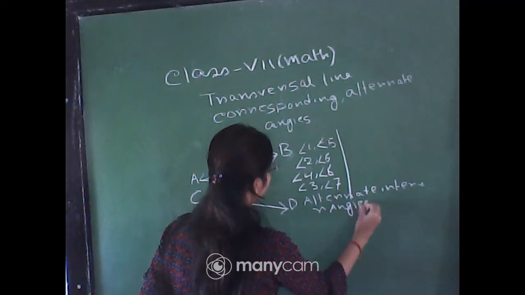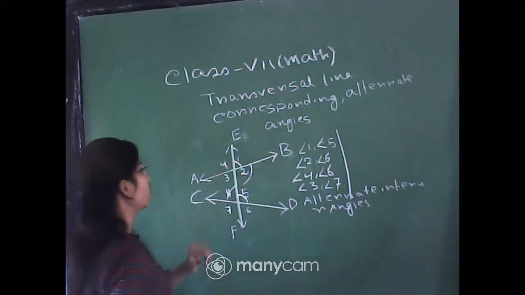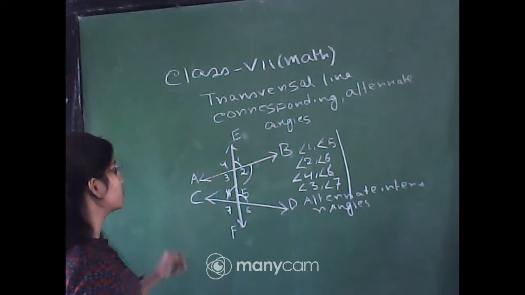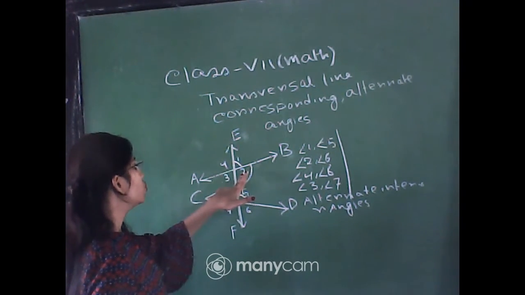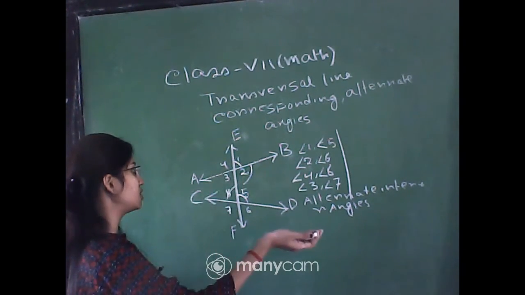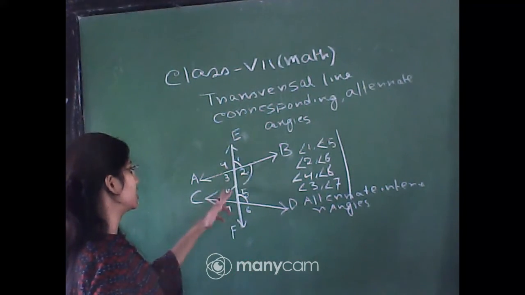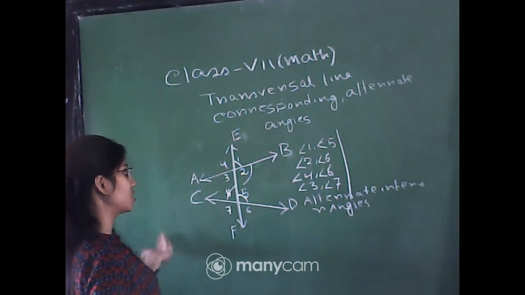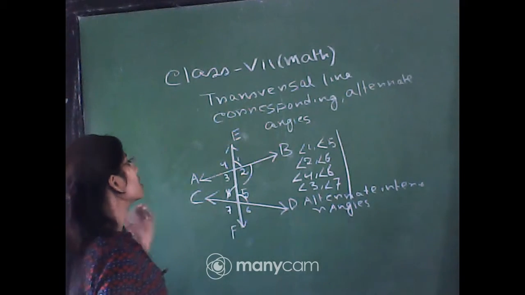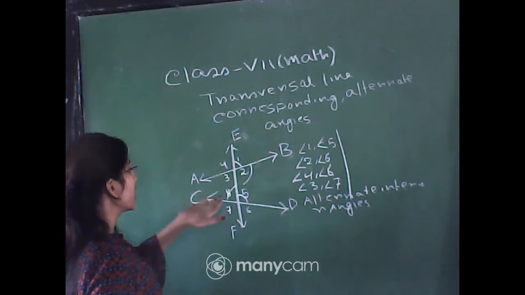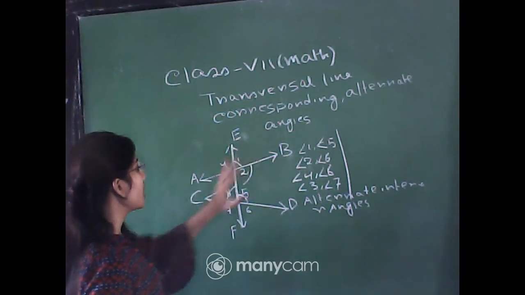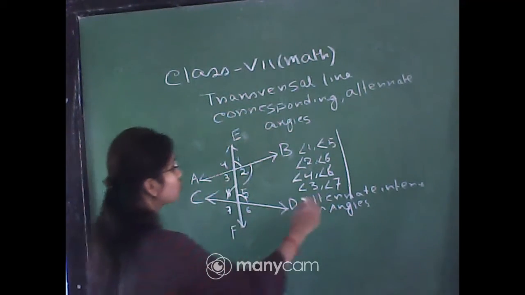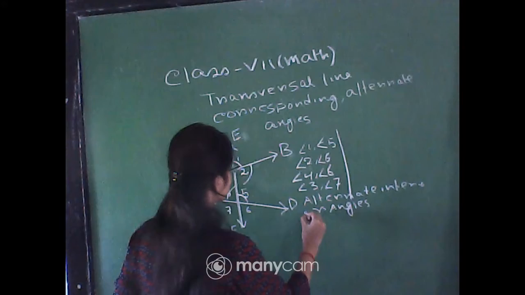Here angle 2 and angle 8 are alternate interior angles because they have different vertices. Angle 2 is on the right side of the transversal line, but angle 8 is on the left side of the transversal line. Also angle 2 and angle 8 lie between the lines AB and CD. So angle 2 and angle 8 are alternate interior angles.